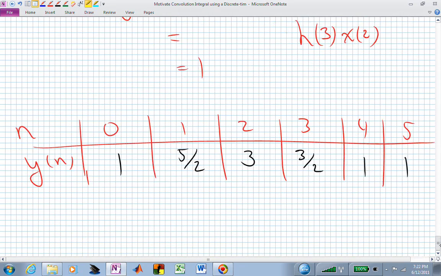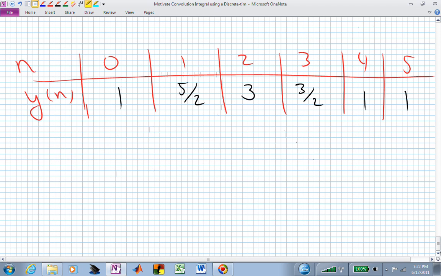We can now write that particular combination of values as a particular sum. We now have essentially the convolution sum that is valid for discrete time systems.